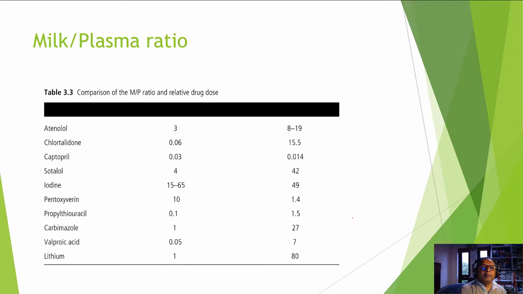That is the amount of drug which is there in the maternal milk versus the amount in plasma. Drugs like atenolol, you see that its milk to plasma ratio is 3, so the relative drug dose is around 8. And captopril, milk to plasma ratio is low, whereas iodine, milk to plasma ratio is higher.